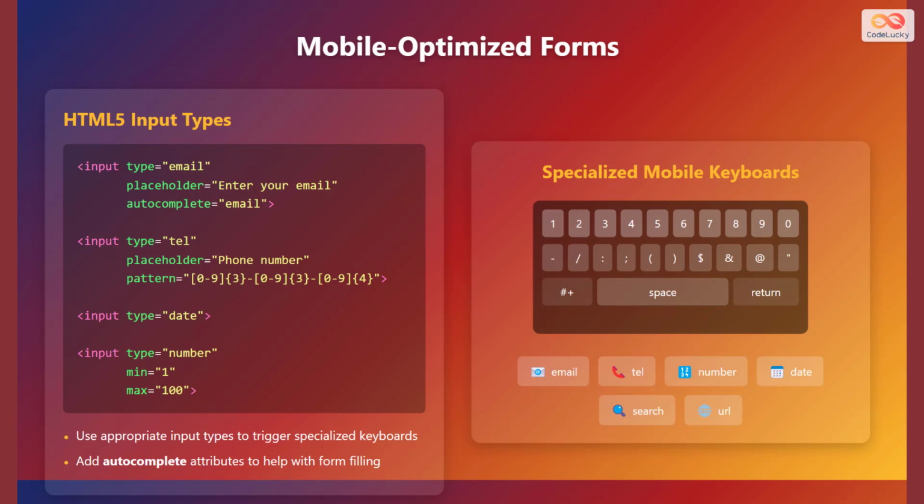Input type equals tel, placeholder equals phone number, pattern equals open bracket 0-9 close bracket begin brace 3 end brace hyphen open bracket 0-9 close bracket begin brace 3 end brace hyphen open bracket 0-9 close bracket begin brace 4 end brace. Input type equals date. Input type equals number, min equals 1, max equals 100. As you can see in the image, the mobile keyboards shown are specialized to receive different types of inputs. Common input types are email, tel, number, date, search, and URL.